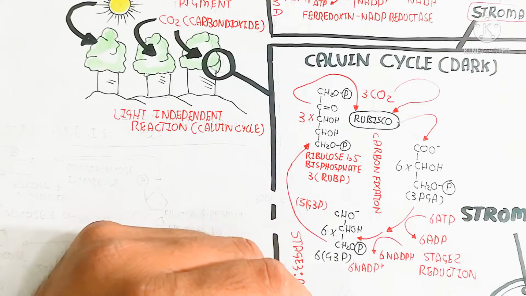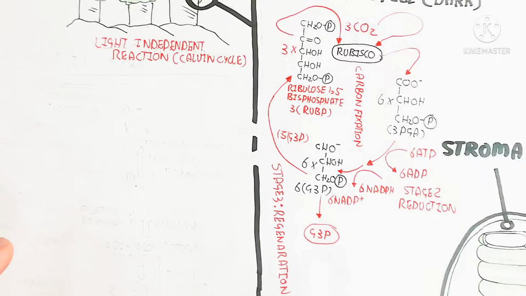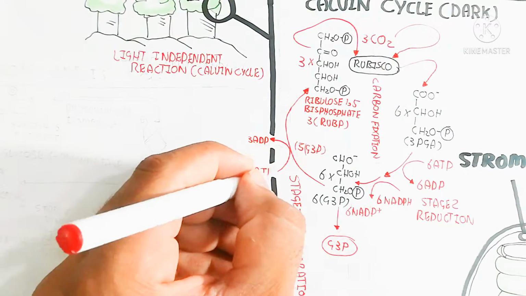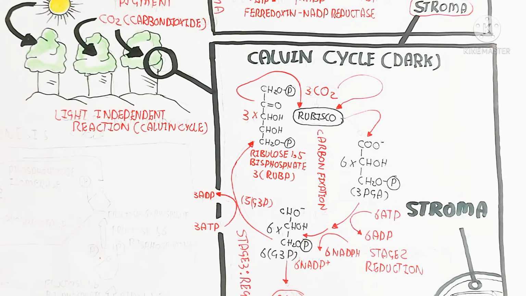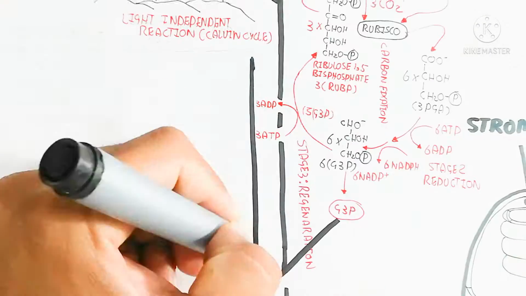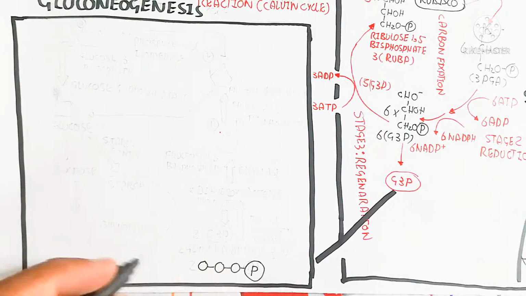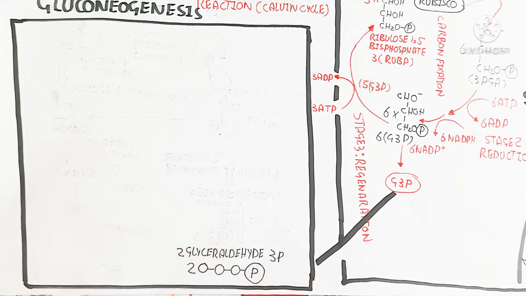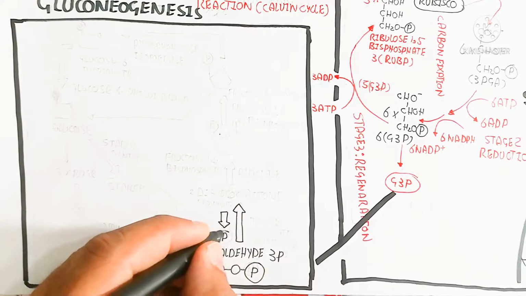In this way here is the stage reduction. In this way of 3 molecules of glyceraldehyde 3 phosphate, 1 molecule will be separated and 5 will be left behind, and in this way the 3 carbon will be removed, and again the 5 carbon containing RuBP will be formed, and in this way the regeneration requires 3 ATP. After this, gluconeogenesis will occur for production of glucose.